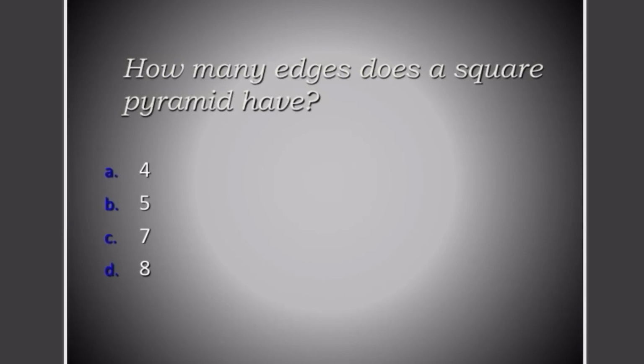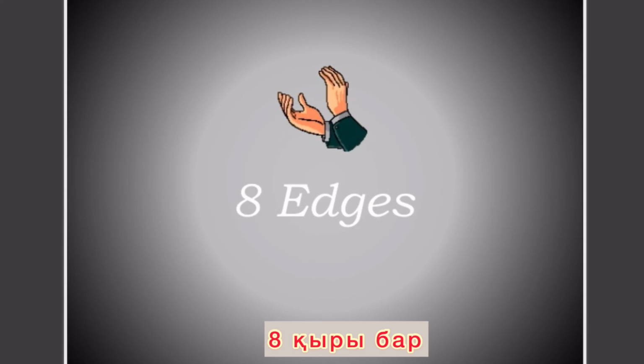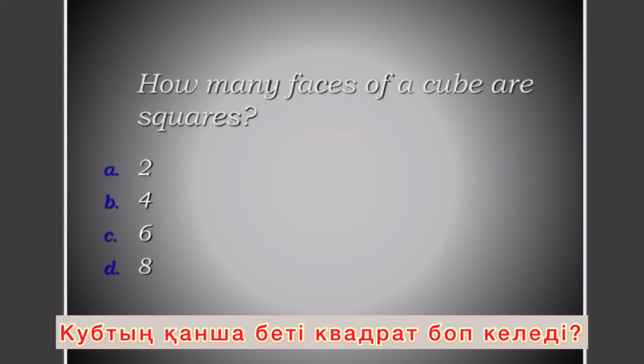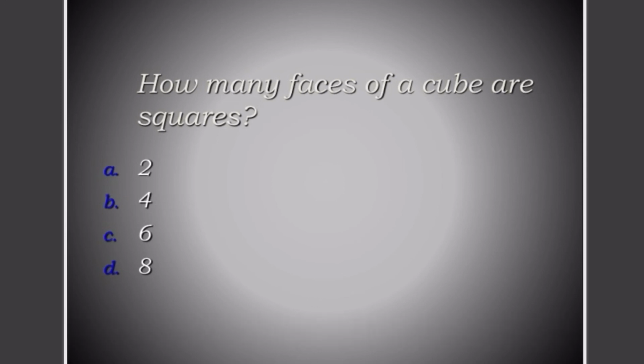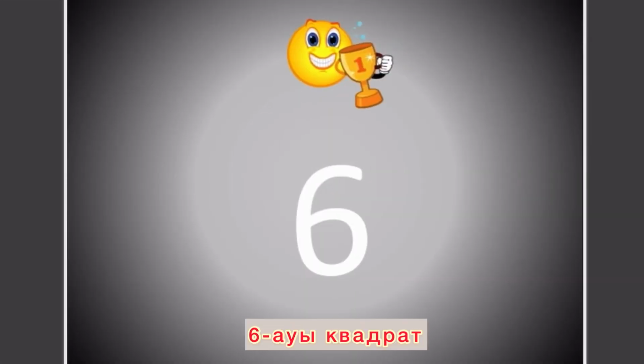Square pyramid has 8 edges. How many faces of a cube are squares? 6 faces of a cube are squares.